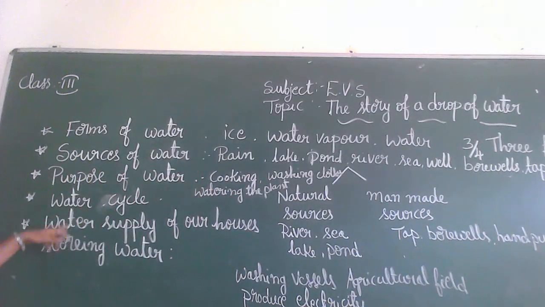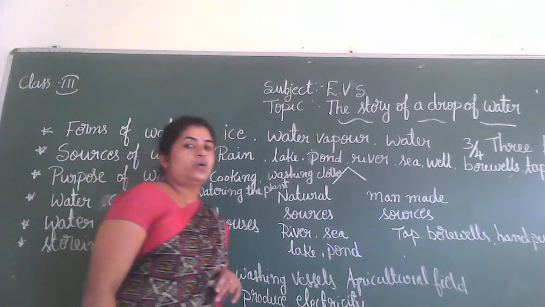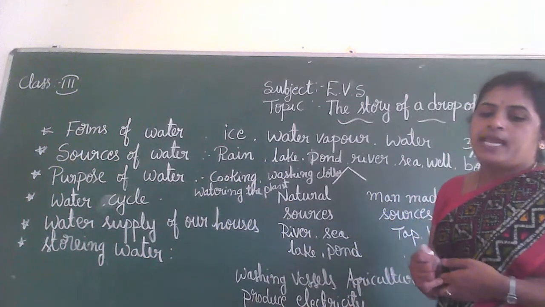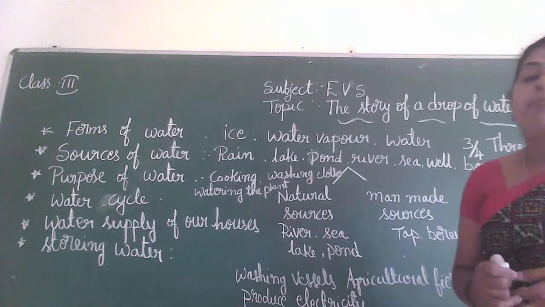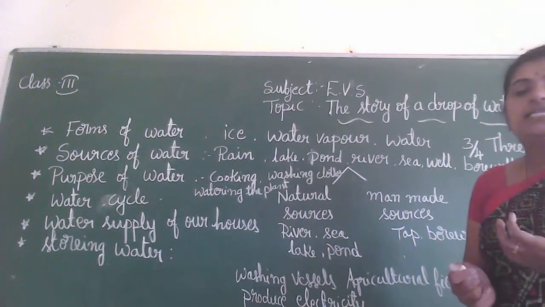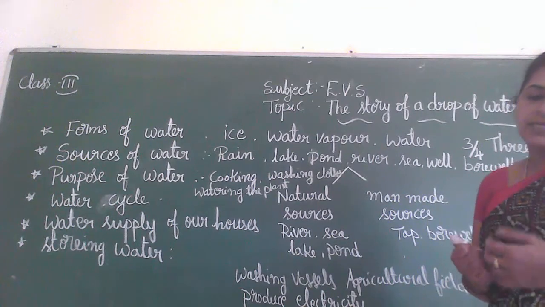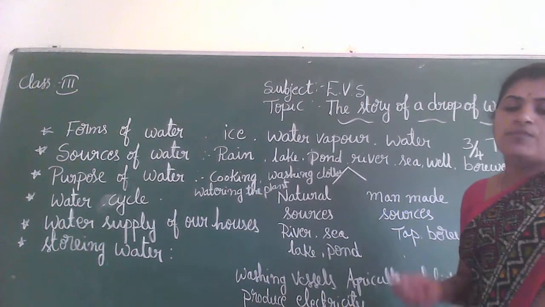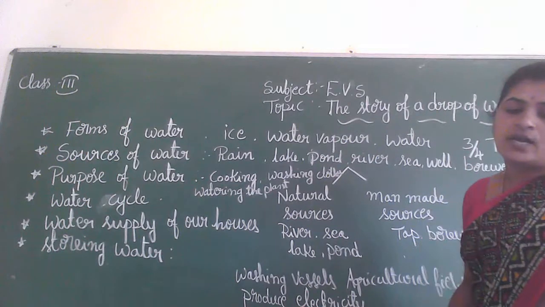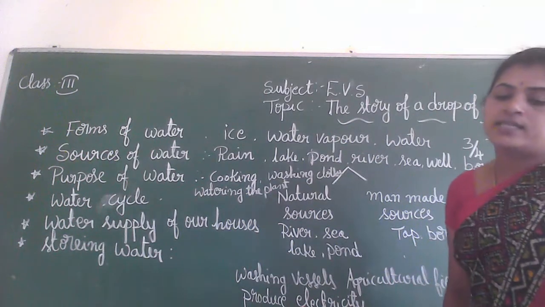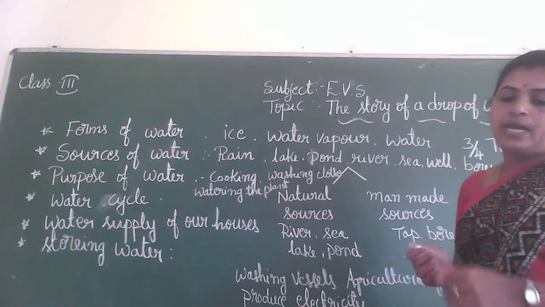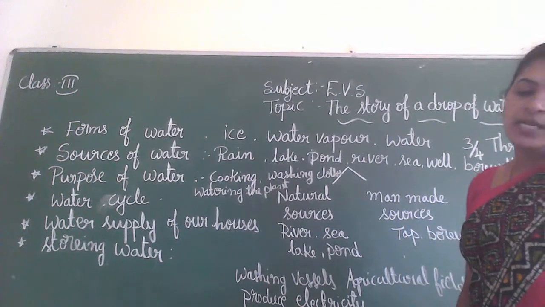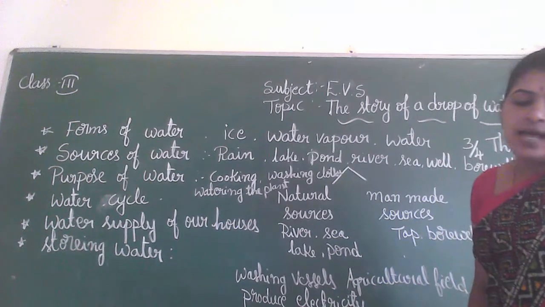Next, water supply to our houses. How is water supplied to our houses in cities or villages? How is it supplied, children? In cities, we get water from the public water taps, through the pipe system. The water is drawn from rivers and lakes and purified for houses. The purified water is collected in a huge tank. Then it is connected to the pipe system, and water from these tanks is supplied to our houses with the help of pipes.